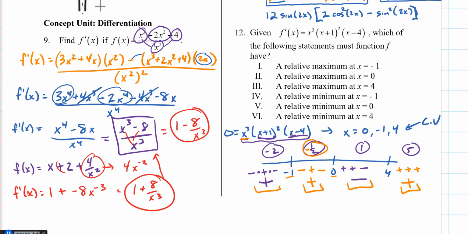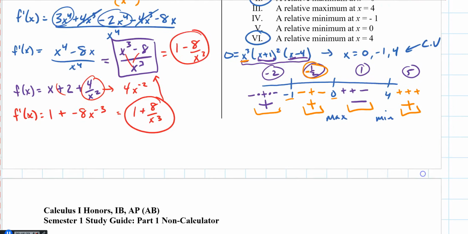So we know from the first derivative test that if we're increasing and continue to increase, nothing happens. If we go from increasing to decreasing, we have a max, and from decreasing to increasing, we have a min. So what do we have here? We have a max at 0, and we have a min at 4. So the two answers are 2 and 6.